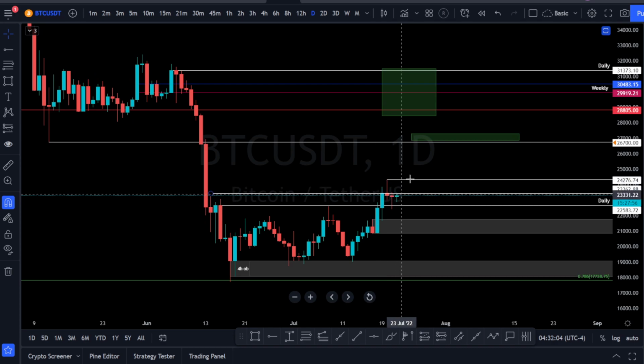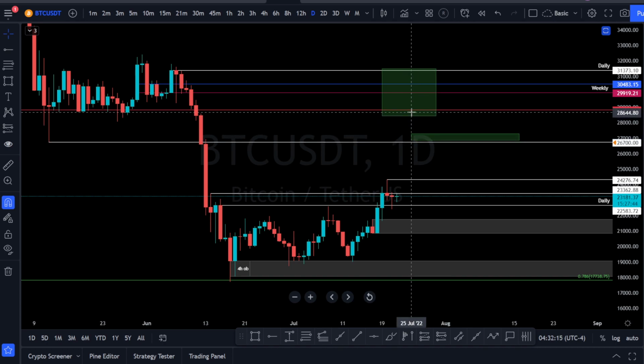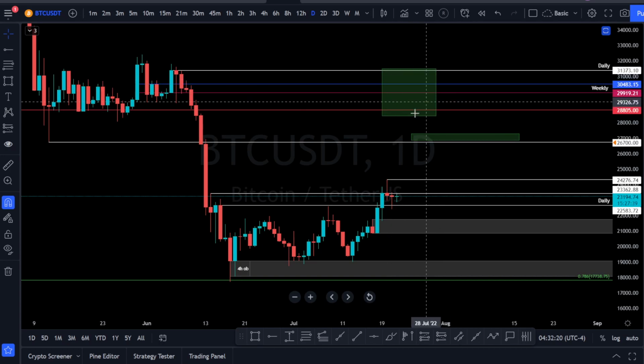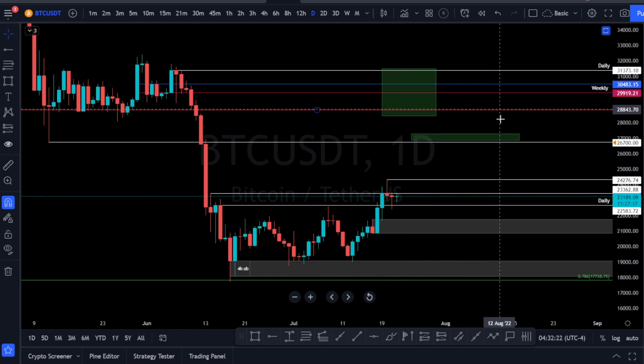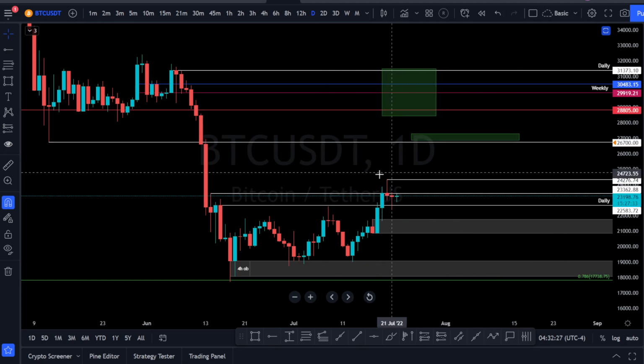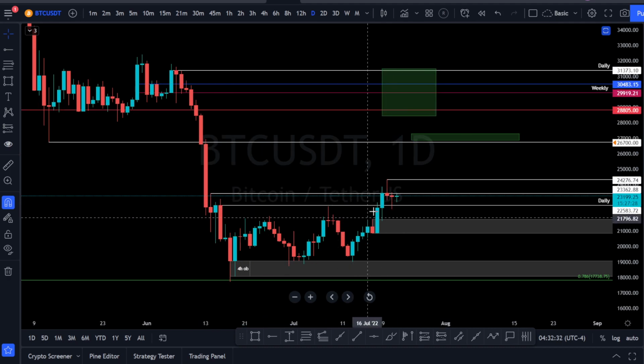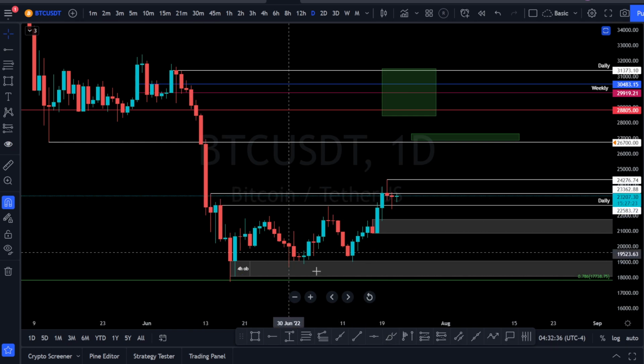I'm looking to take out this high, push to these initial targets of 26.7, and then possibly higher to the 29, 30K area. And then from this point, I'd look for some kind of consolidation and probably a move down. And if you missed any of these moves, don't look to buy up here, because generally we should come back after we break this structure here.